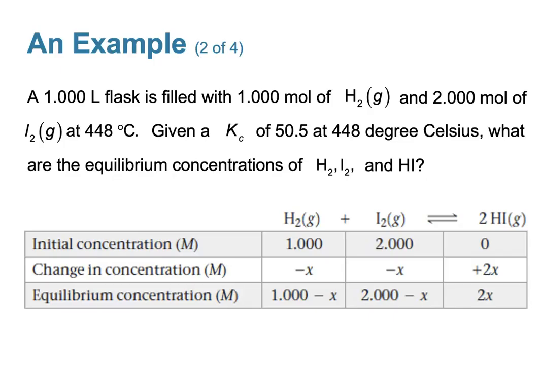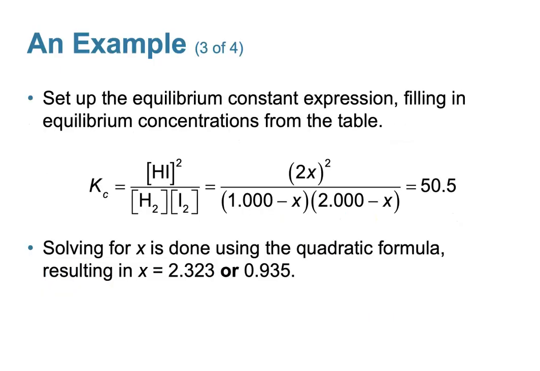So here you have a 1 liter flask filled with 1 mole of H2 gas and 2 moles of I2 gas. Given the Kc of 50.5 at 448, what are the equilibrium concentrations of H2 and I2? So you have your initial concentrations, your HI is 0. You know that the change is minus X and minus X because reactants are used up. Product is 2X because products are being formed, and the stoichiometry shows 2 moles. So we have 1 minus X, 2 minus X, and 2X at equilibrium. Nothing new here. We've done this.